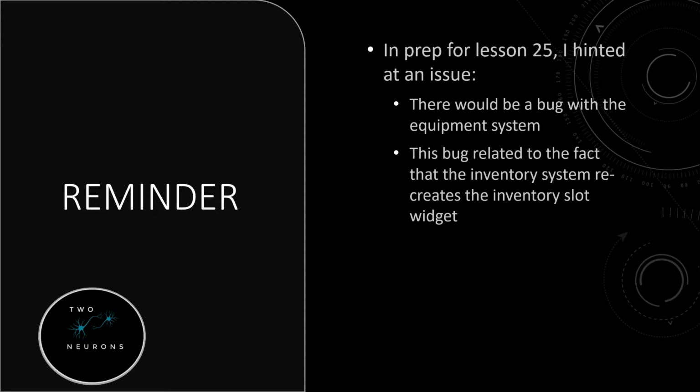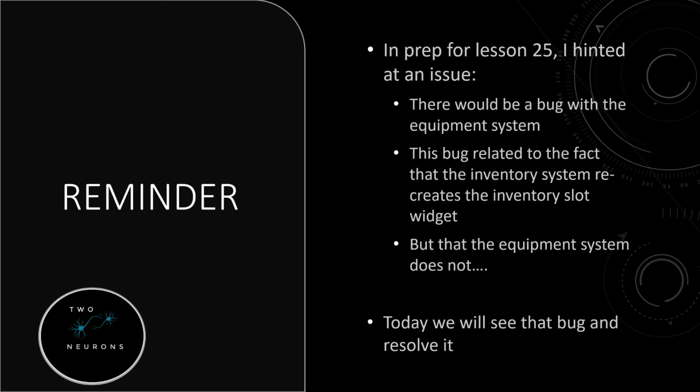So our inventory system recreates the inventory slot in the widget every time we open and close our inventory. Our equipment system does not work the same way. So that's going to lead to a bug. And I asked you to consider how you'd address that bug. So today we'll actually see that bug and resolve it.